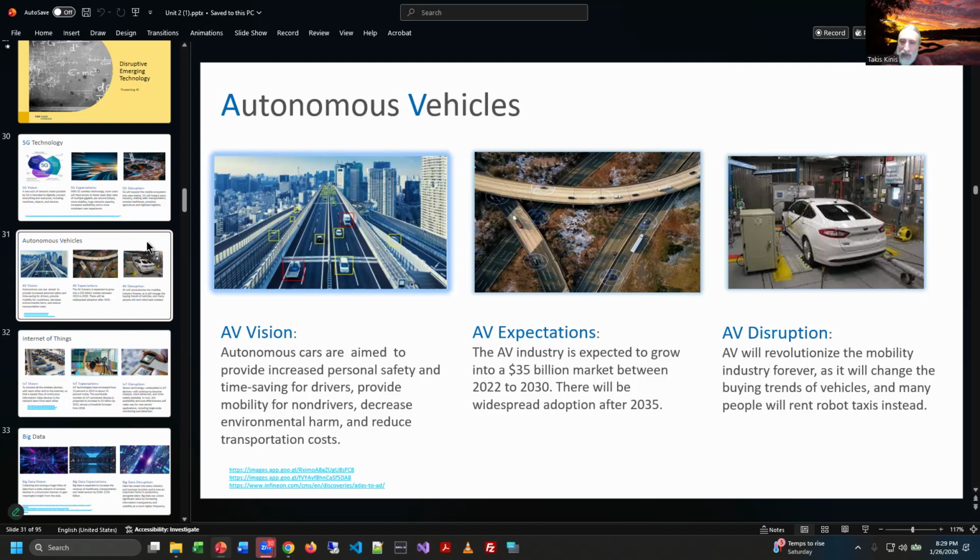And notice some of the predictions here, it's going to be a $35 billion market between 2022 and 2030, right? And we're like halfway through that period already. And they're anticipating widespread adoption by 2035. So those of you that have held off on learning how to drive, in 10 years, you won't have to, is what they're trying to tell you, provided you can afford to do it. That's the other aspect of this.